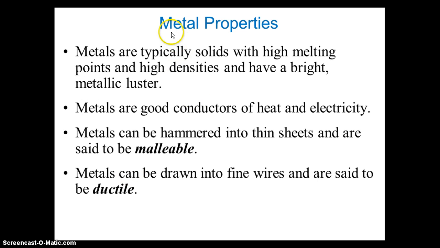Now let's talk about metal properties. Metals are typically solid with high melting points and high densities. They have a bright, metallic luster. Metals are good conductors of heat and electricity. Metals can be hammered into thin sheets and are said to be malleable. Metals can also be drawn into fine wires and are said to be ductile.